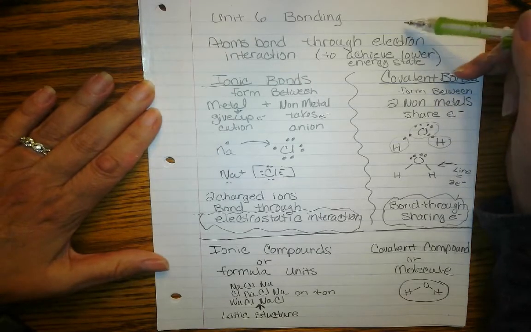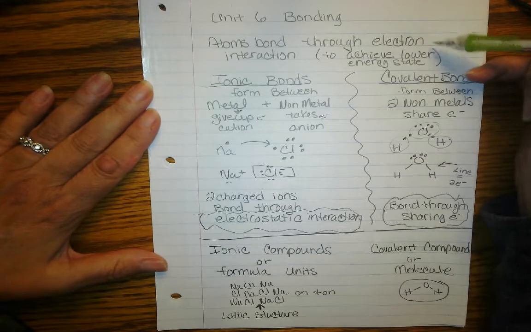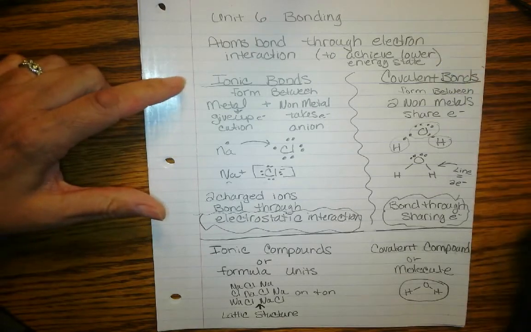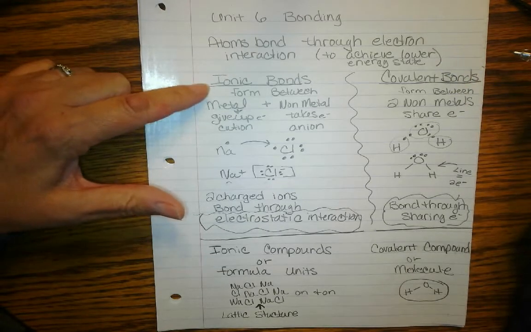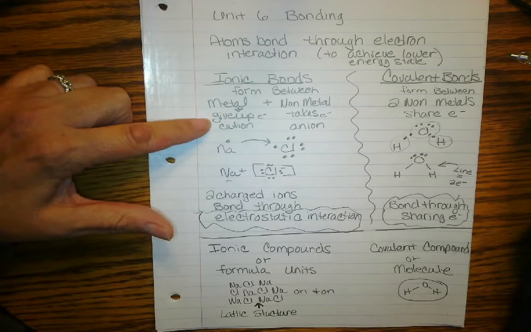Okay? So bonding, atoms are bonding through electron interaction, okay? And why do they do this? They want to achieve a lower state. We have two kinds of bonds. We have ionic bonds between a metal and a non-metal, and here they're giving up and they're taking electrons.